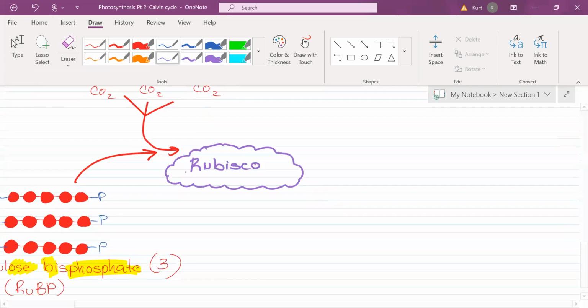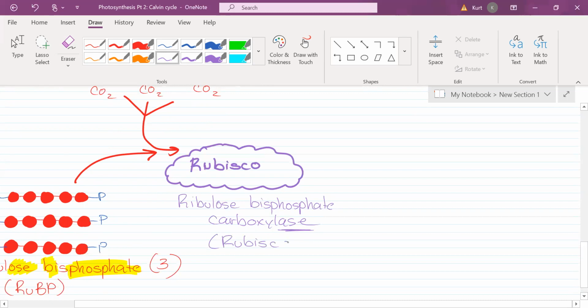The enzyme is called ribulose bisphosphate carboxylase. What part of that word lets you know that it is an enzyme? ACE. Its nickname or abbreviated name is Rubisco. Ru for ribulose, bis for bisphosphate, and co for carboxylase.